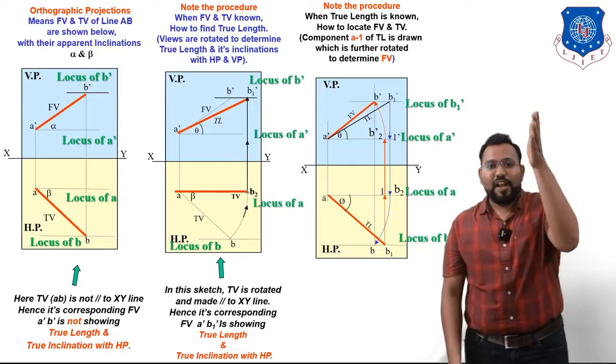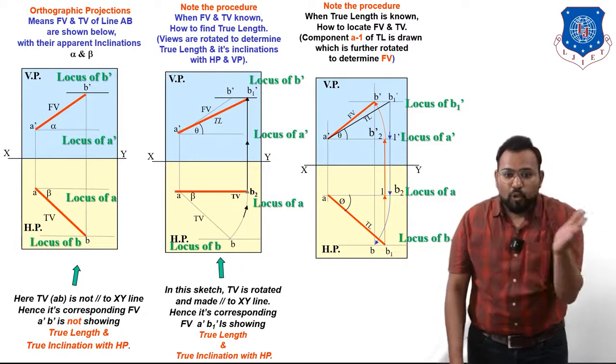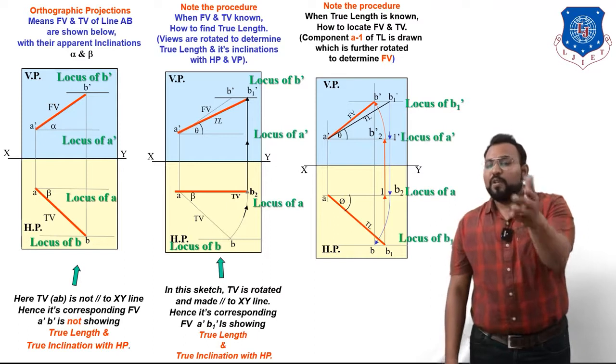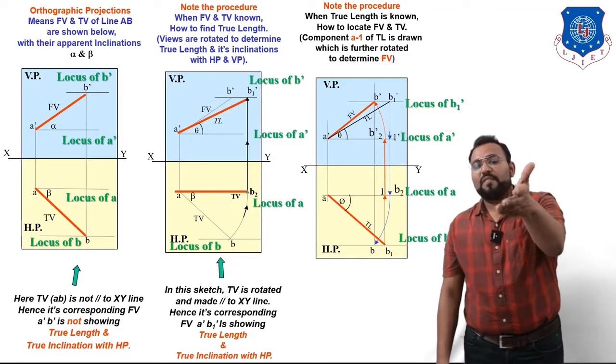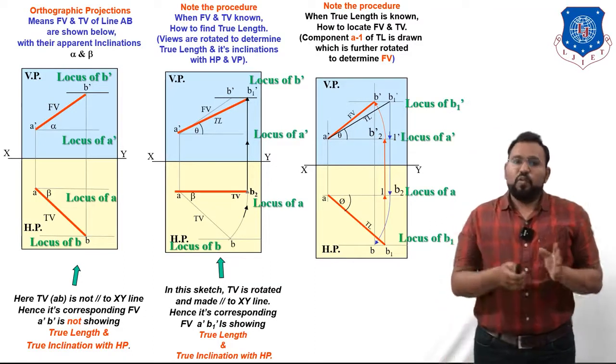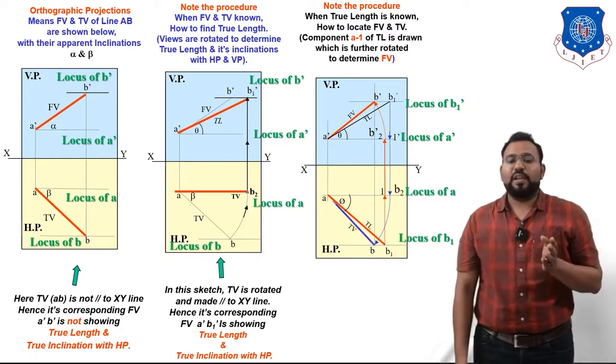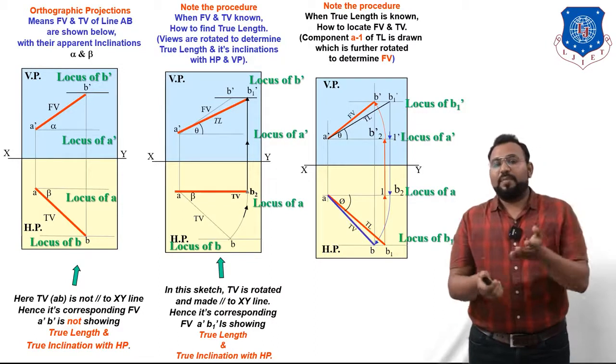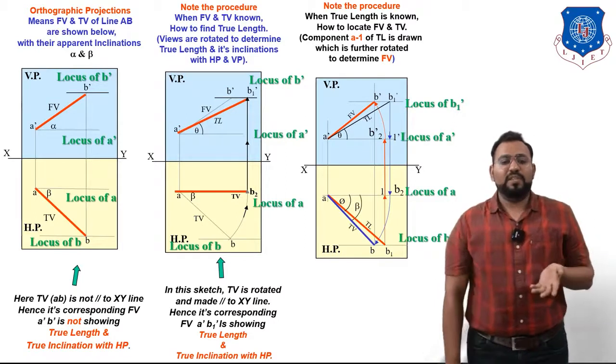Either, if you have found B', draw a vertical line up to locus B1, and whenever it intersects, it will be the locus of B. Or you can do it the same way which I already discussed over here. So in both ways you are right. So this is how you can find it. If you connect A and B, it will show us the top view. Okay, so this is how you can find it.